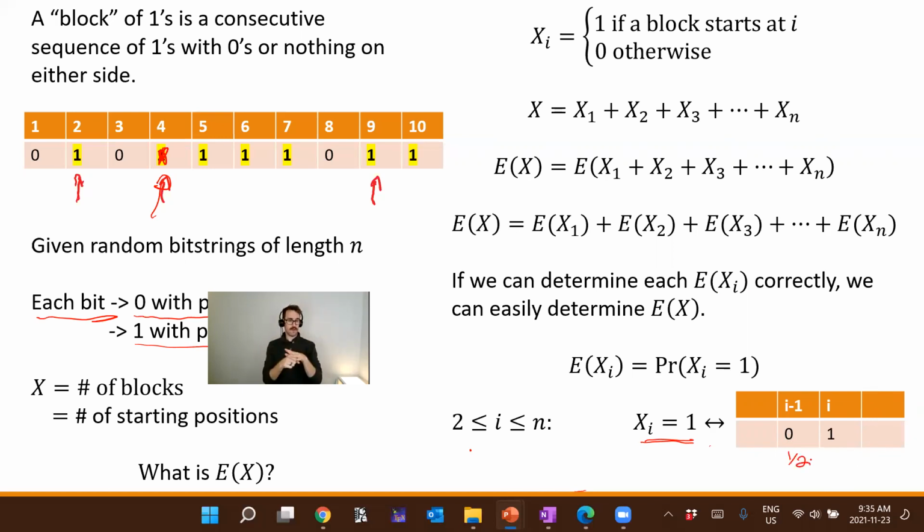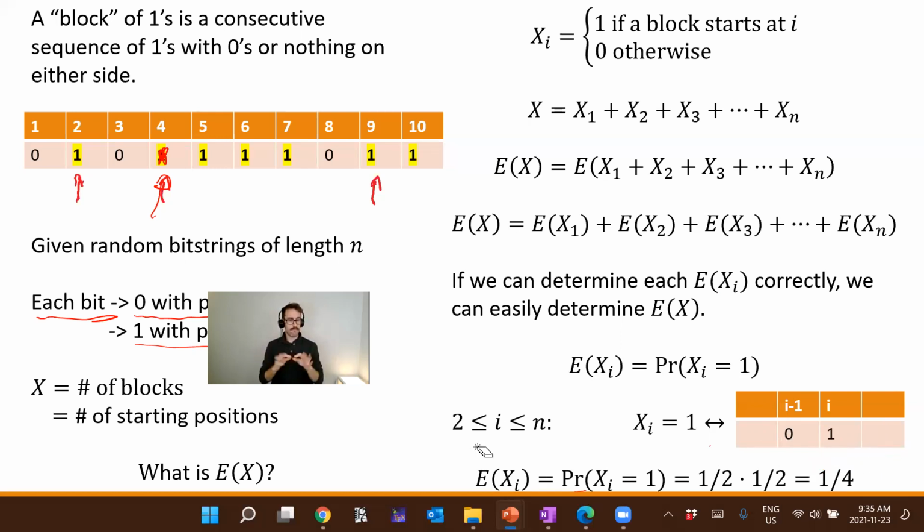This has a probability of 1/2 of coming up 0 in a random bit string. This has probability 1/2 of coming up 1 in a random bit string. These are two independent events, so the probability of both of them happening is equal to the product of the probabilities, which is 1/4. So all I'm doing is saying that for this event to happen, I need these two events to happen. I know the probability of those two events, so I can determine the probability of this event. And so that's what I do.